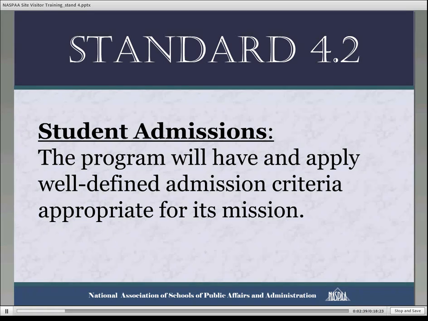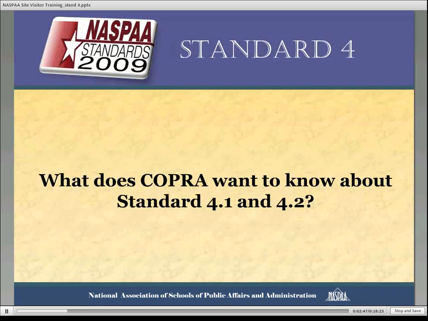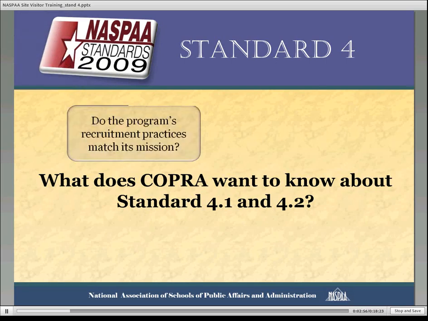So these 2 components of Standard 4, 4.1 dealing with student recruitment and 4.2 dealing with student admissions, clearly have some overlapping components to them. And as you think about what does COPRA want to know, you can think about that as having essentially 4 component parts.